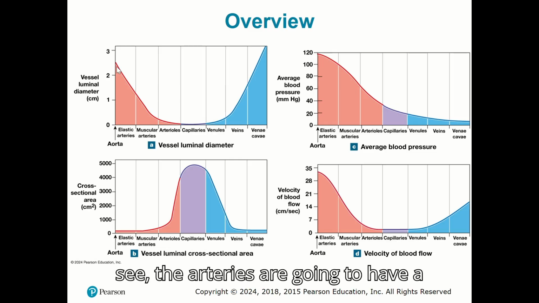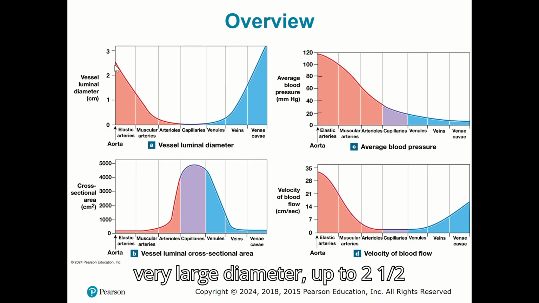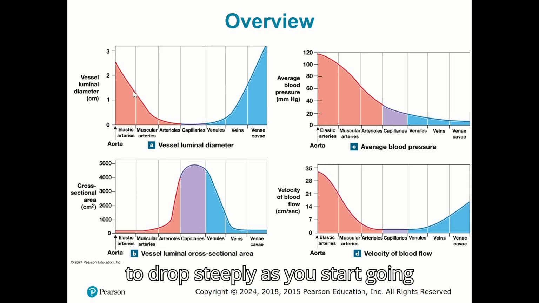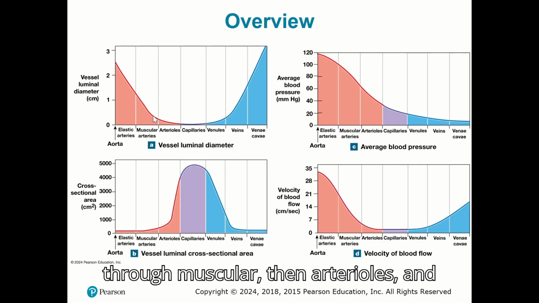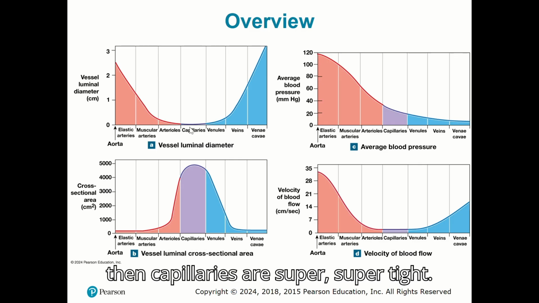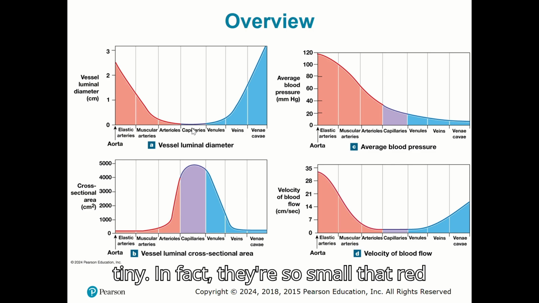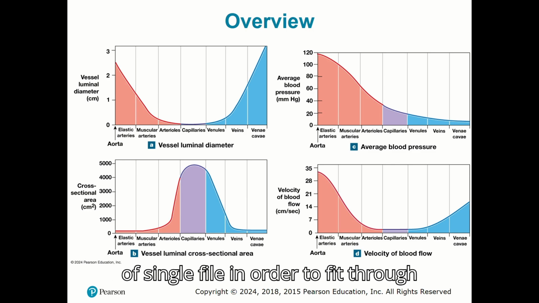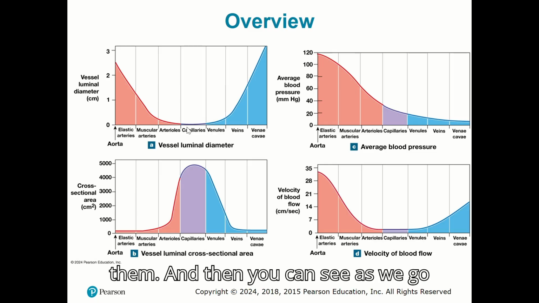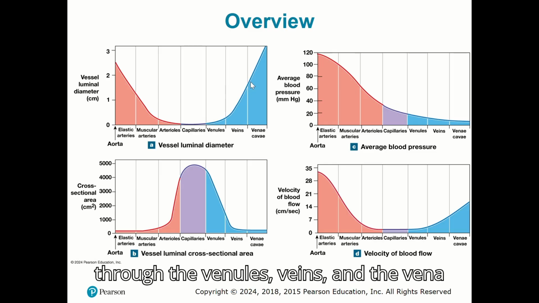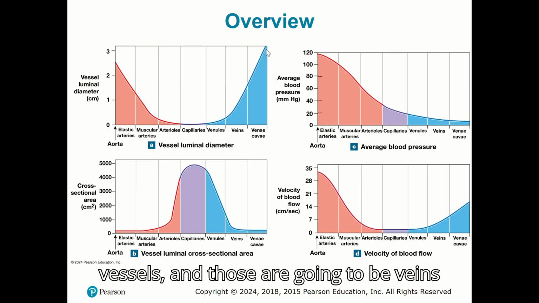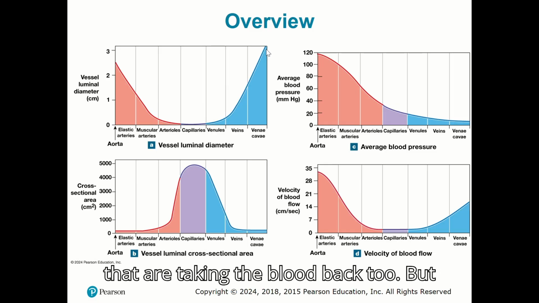As we can see, the arteries have a very large diameter, up to 2.5 centimeters or so, and then that drops steeply as you go through muscular arteries, then arterioles, and then capillaries are super, super tiny. In fact, they're so small that red blood cells will generally line up single file in order to fit through them. And then as we go through venules, veins, and then the vena cava, those are your largest blood vessels, taking the blood back.